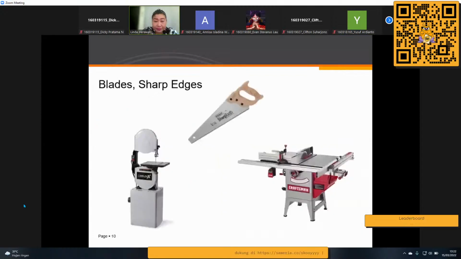Okay, next. This is the common condition that we can find attached on the machine that can make a hazard. For example, the blades and also the sharp edges. We also have to be careful about the punch system, the jigsaw system, or also the planer, the blade that is positioned like this.